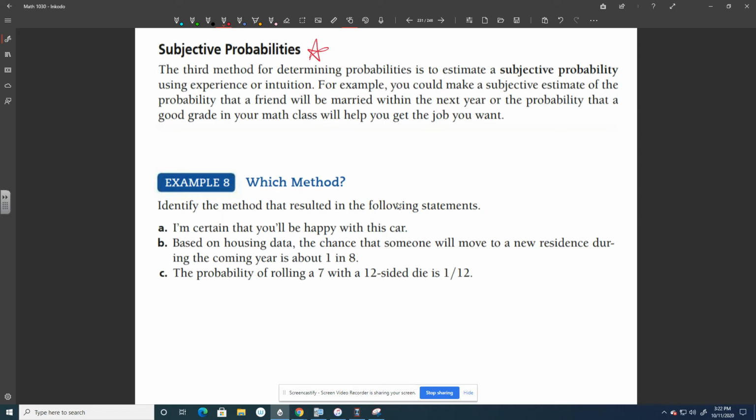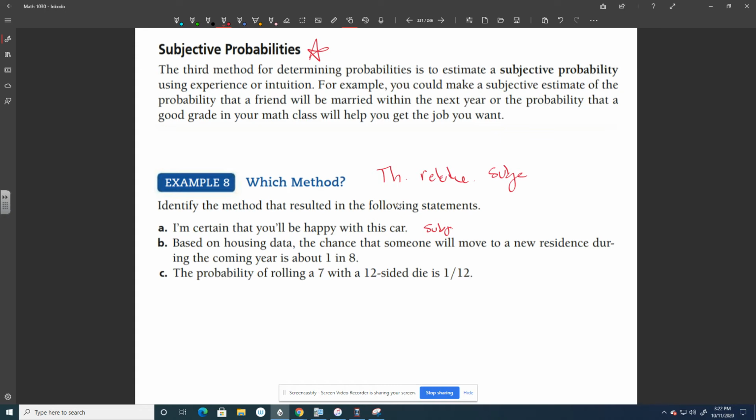What's your probability that you get a good grade in math class? Well, based on your experience, what are the chances that you're going to get a good grade? That's a subjective probability. And sometimes one method is better than another, right? So example 8 wants us to identify what's better, the theoretical, the relative, or the subjective, okay? I'm certain that you'll be happy with this car. Well, that right there sounds subjective. That doesn't sound driven by data or theory. That just sounds like it's based on their opinion or intuition or experience.